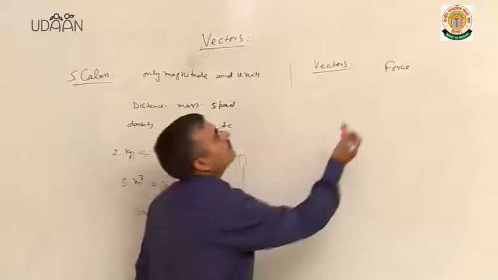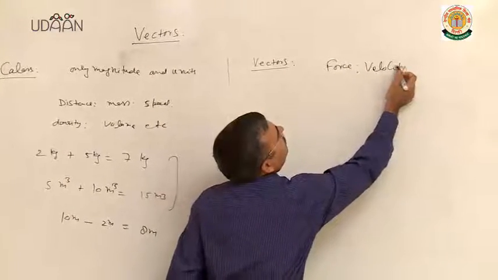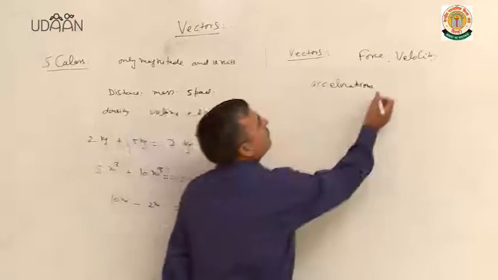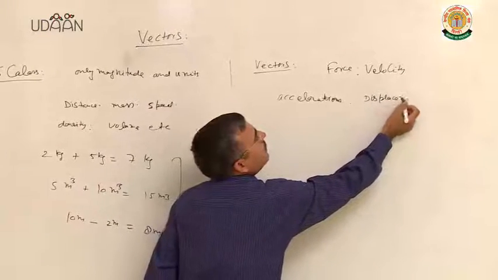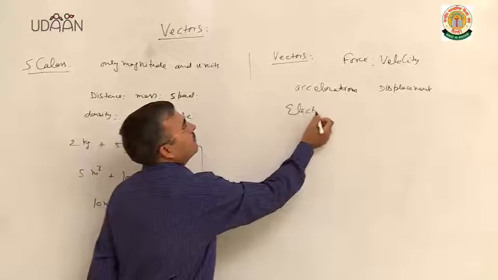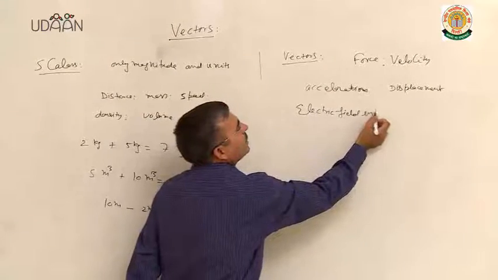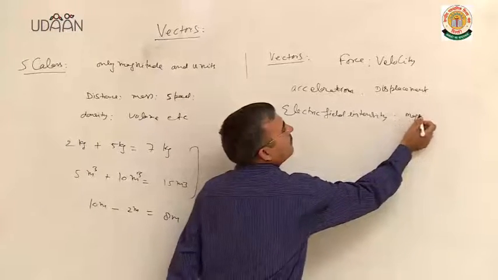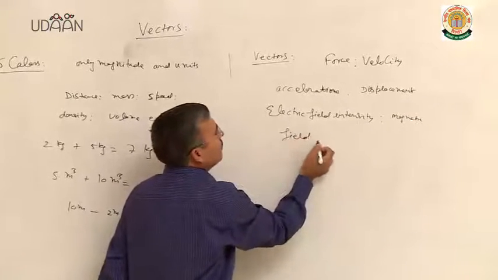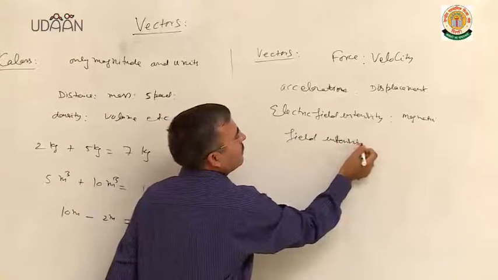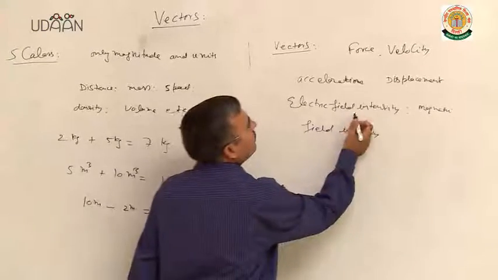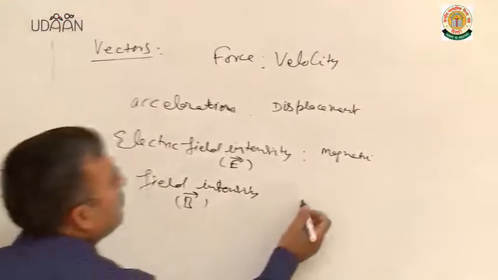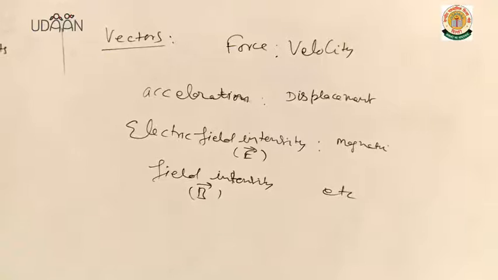One example is force, velocity, acceleration, displacement, electric field intensity, magnetic field intensity, with symbols E vector, B vector, etc. So vectors have magnitude as well as direction.